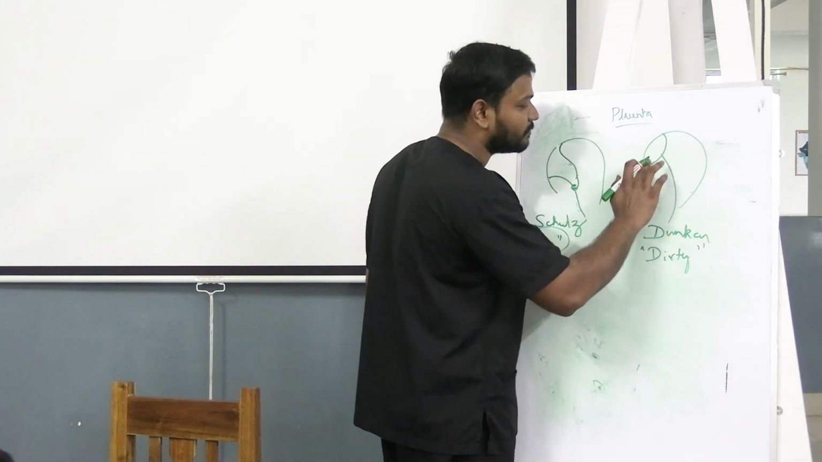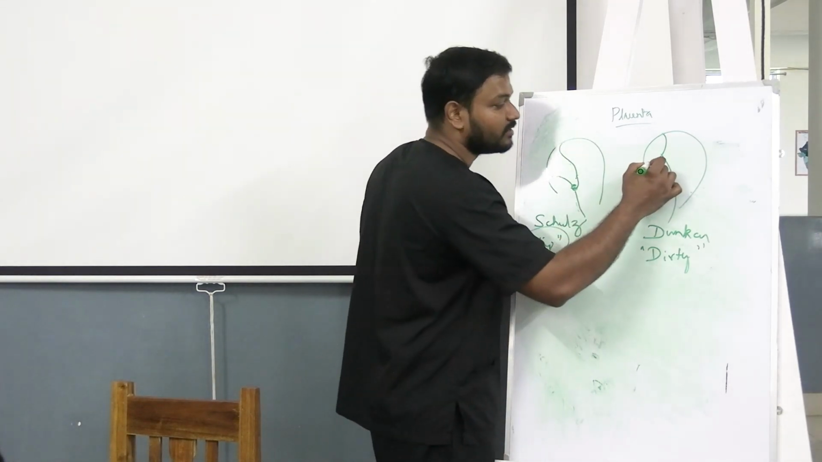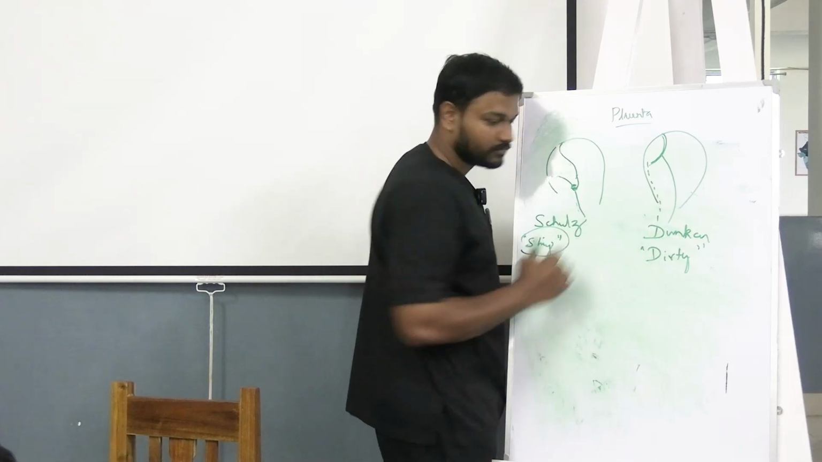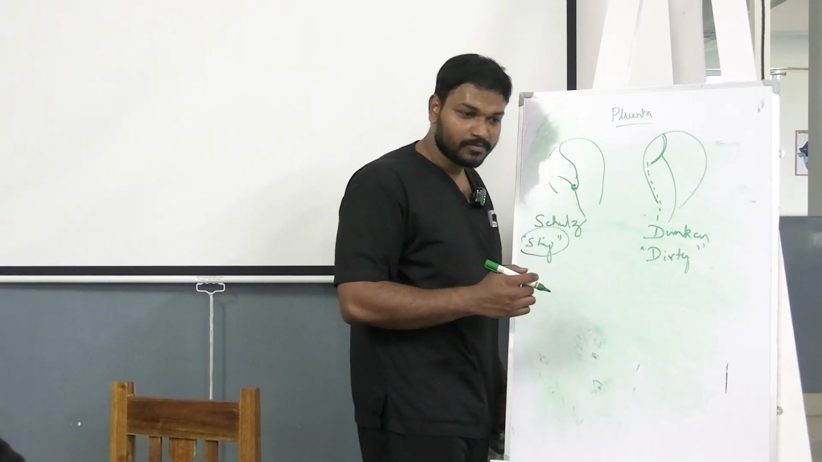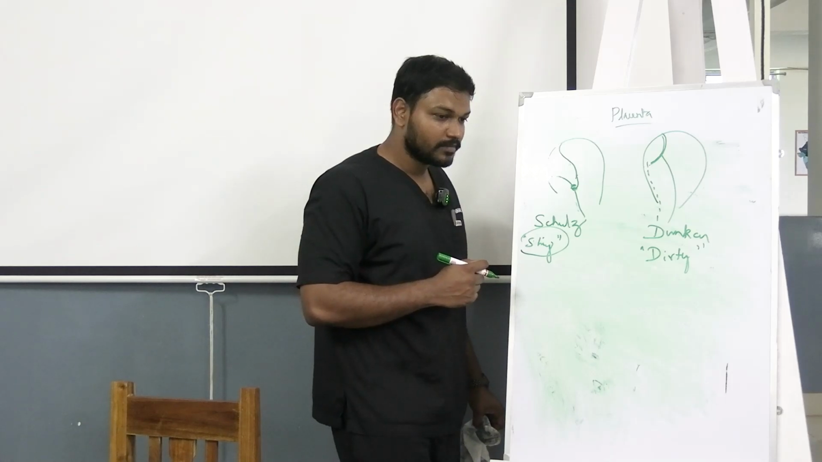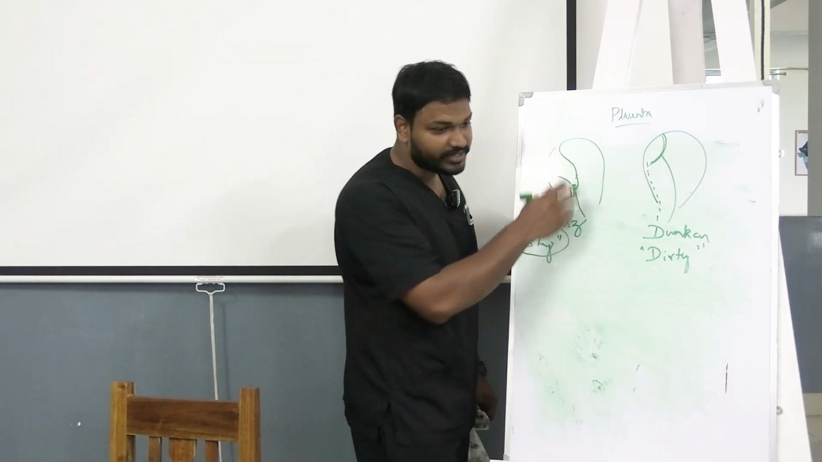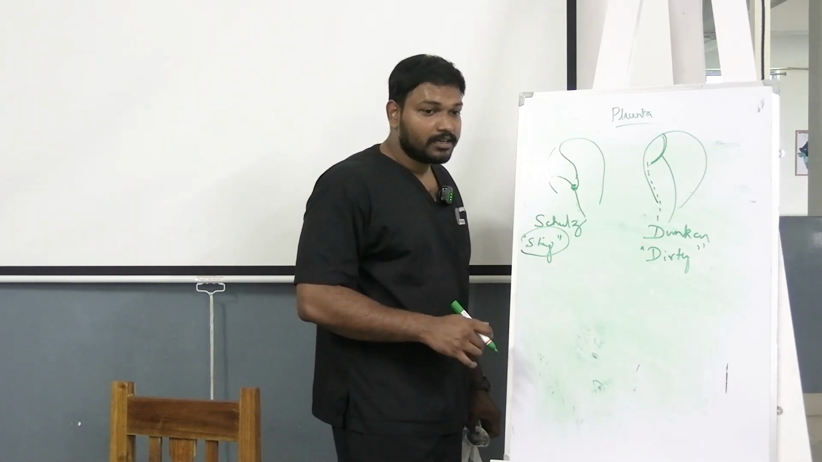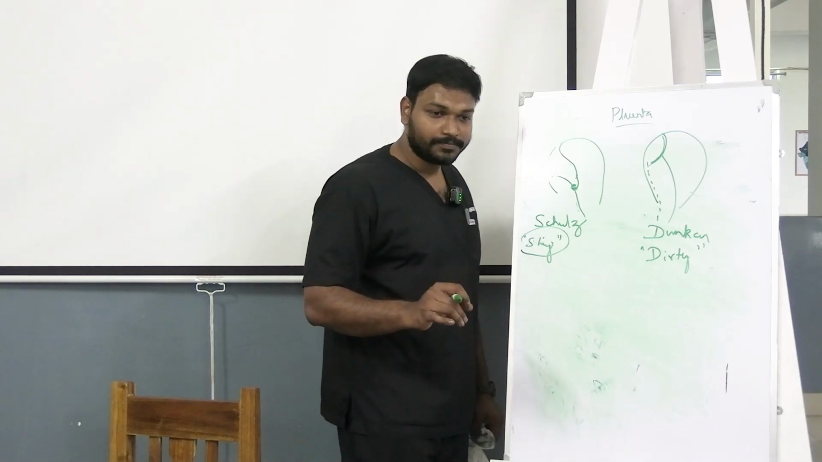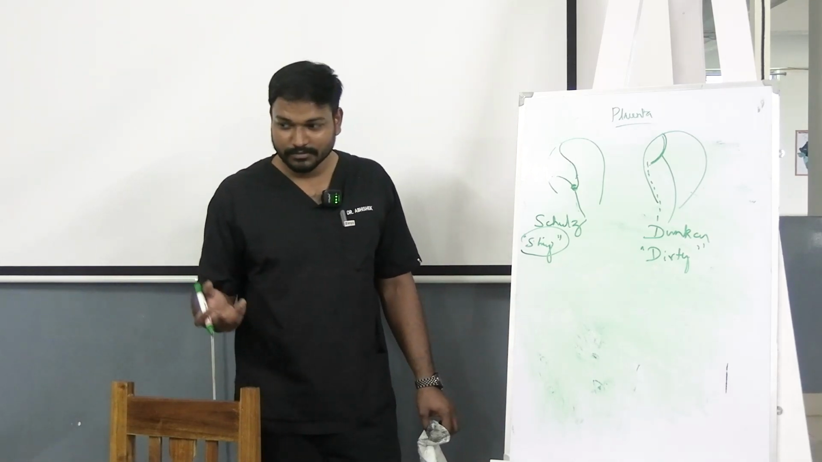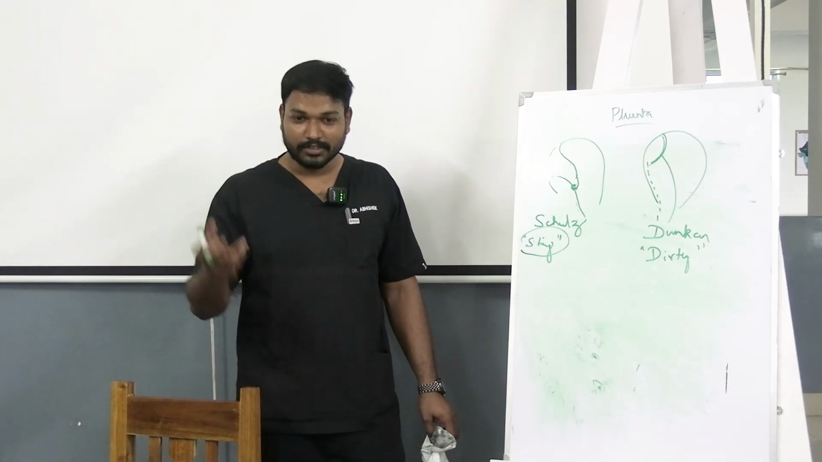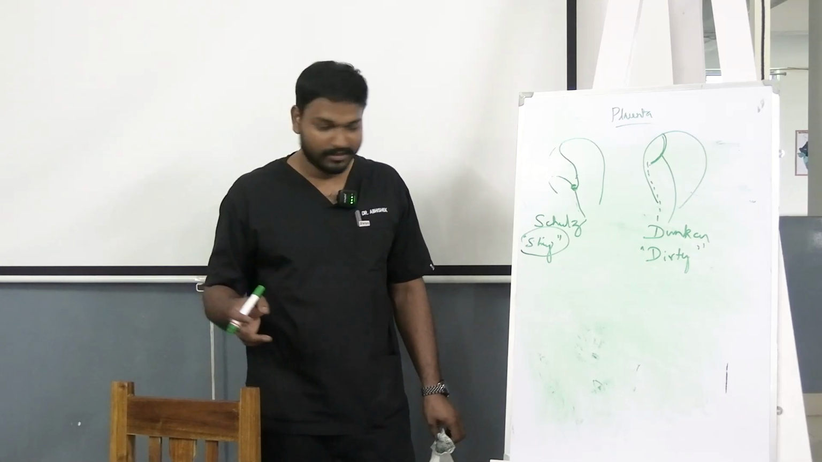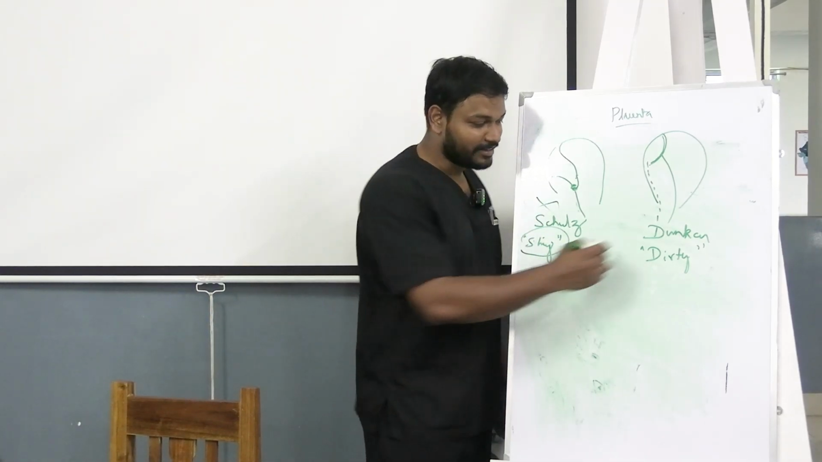In dirty Duncan, the separation is peripheral. When the placenta separates peripherally, there is sweeping of blood and it gets dirtier, so we call it dirty Duncan. In this one we see blood after delivery of the placenta. Here we see blood before delivery of the placenta. Out of these two, which method is good? Shiny is good? No, shiny is bad, dirty is good.